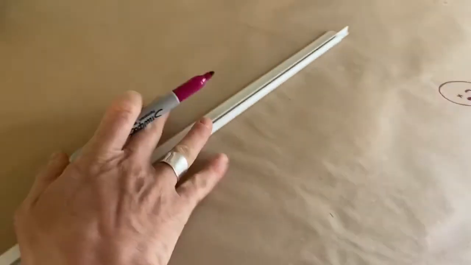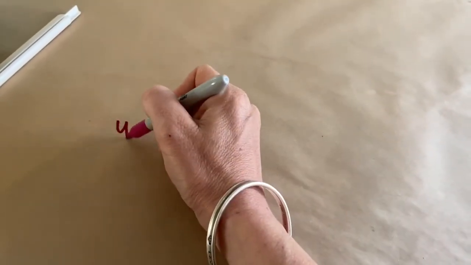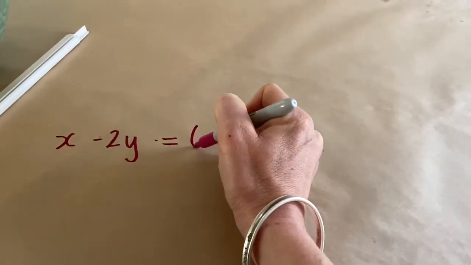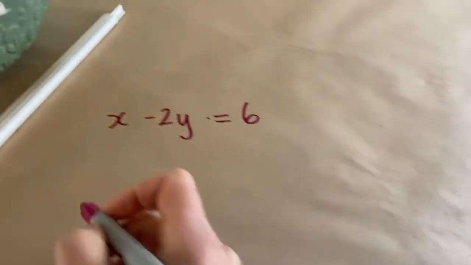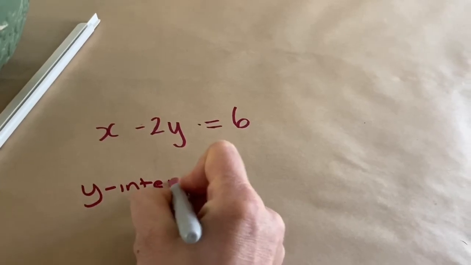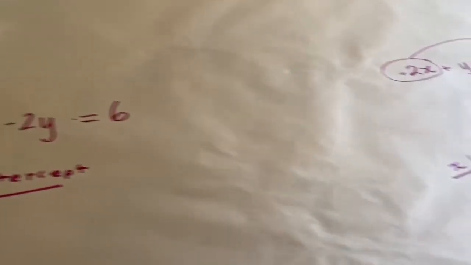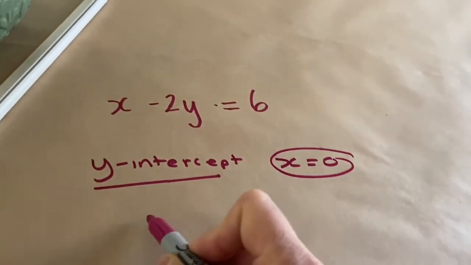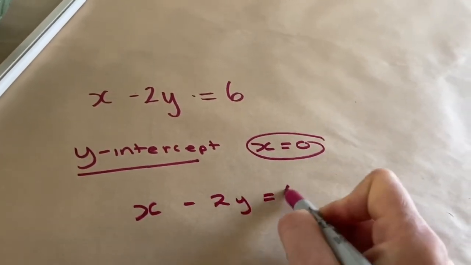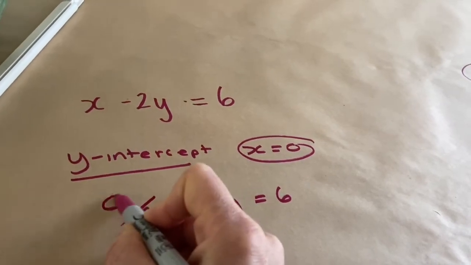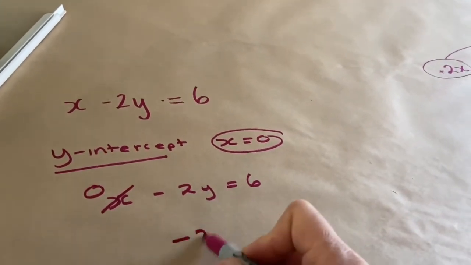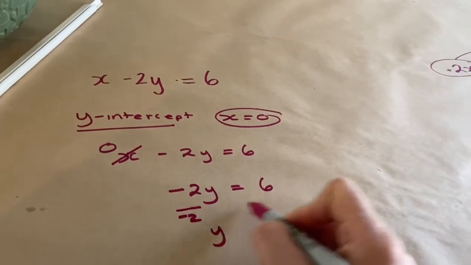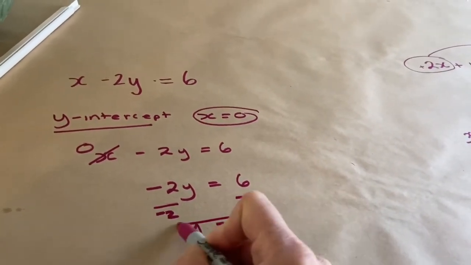So let's go back to that equation. X minus 2y is equal to 6. Okay, if you want to find the y-intercept, remember the x has to be equal to 0. So let's write our equation down. X minus 2y is equal to 6. Let's cross off this x and put a 0 here. 0 minus 2y is just the same thing as minus 2y is equal to 6. I'm going to divide both sides by negative 2. So y is going to be equal to negative 3.